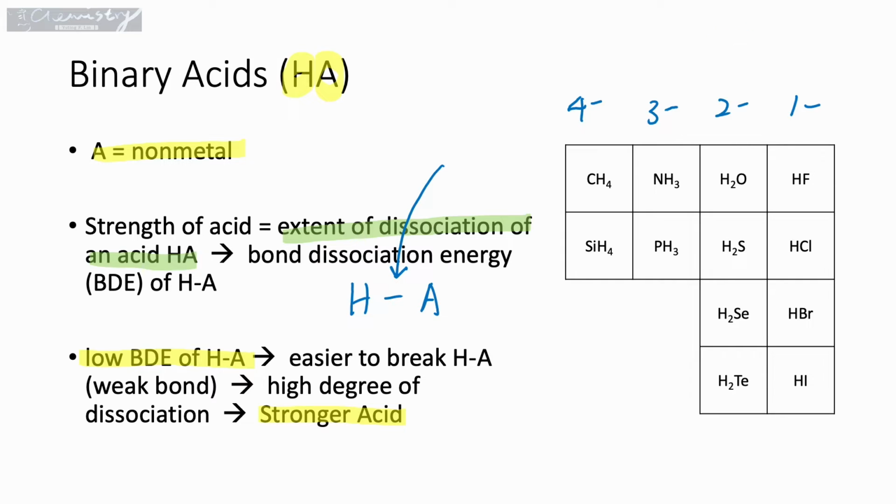Similar idea, nitrogen is 3 minus, phosphorus is 3 minus as well. Sorry, the nitride and phosphide ions are both 3 minus. Therefore, we're going to have H3. And carbon and silicon fall into the 4 minus group. That's why it has H4.